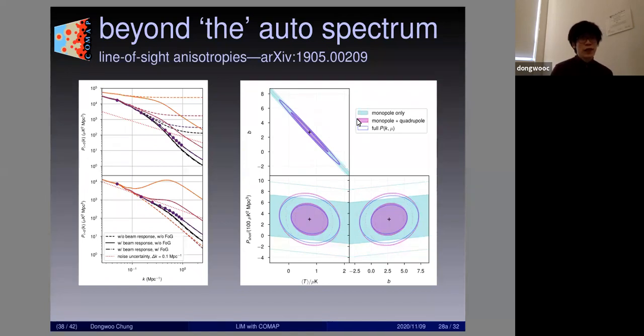just to say, once we have a very high significance detection from something like COMAP, we may want to explore things like this and additional statistics like these to try and break the degeneracies that would otherwise be present in more rudimentary analyses.